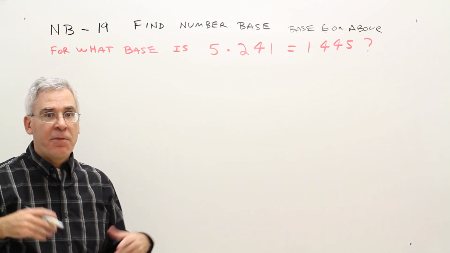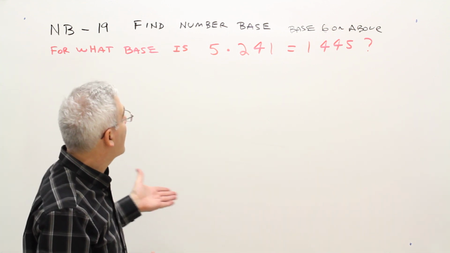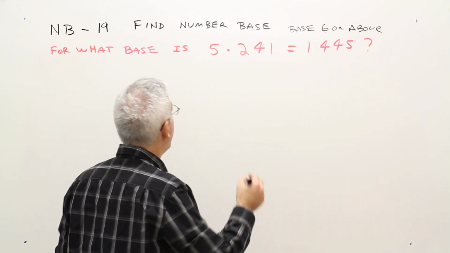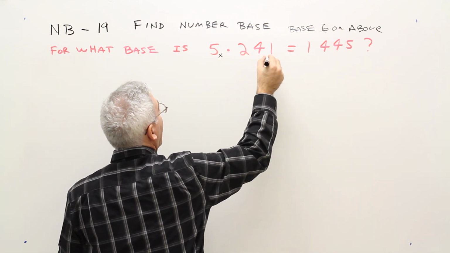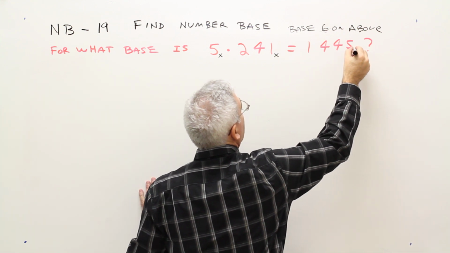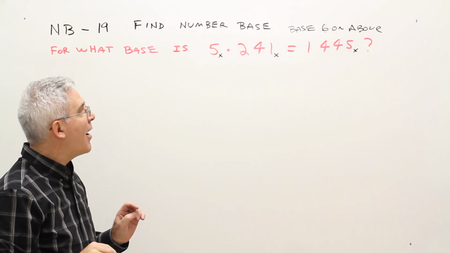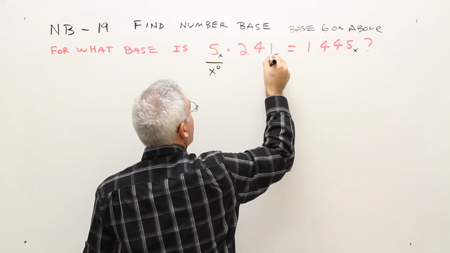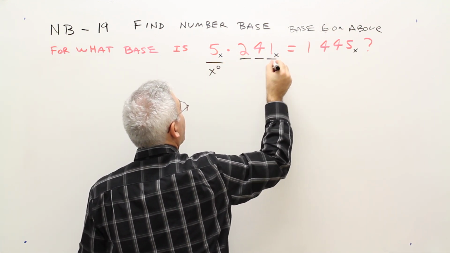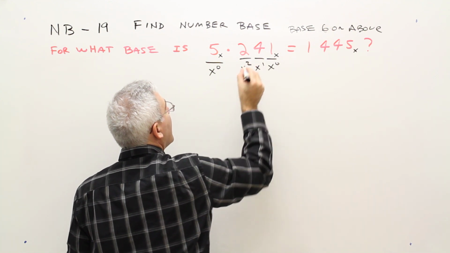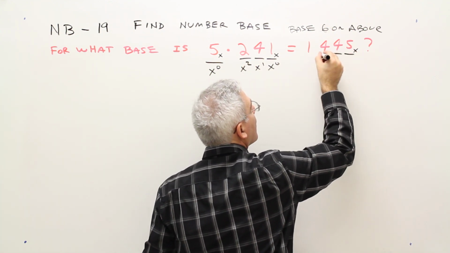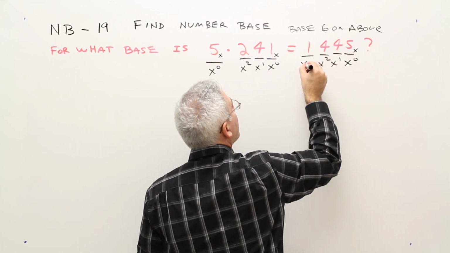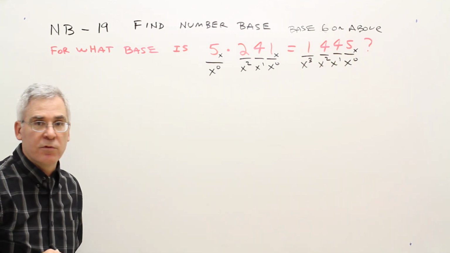All right, then what I'm going to do is use place value in base x. I'm going to make everything be base x. So let me just show you what's going on. This is the x to the zero, the x to the one, the x squared, and x cubed.